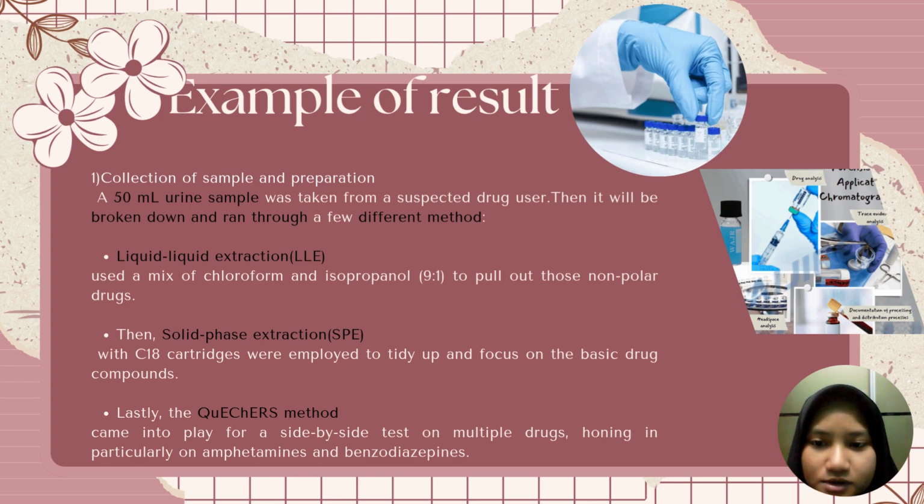The first method is liquid-liquid extraction, or LLE. It used a mix of chloroform and isopropanol, 9:1, to pull out the non-polar drugs. Then solid phase extraction, or SPE, with C18 cartridges was employed to tidy up and focus on the basic drug compounds. And lastly, the Cassius method came into play for a side-by-side test on multiple drugs, honing in particularly on amphetamines and benzodiazepines.